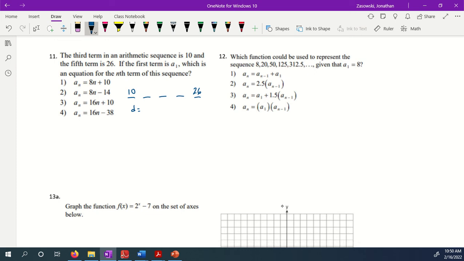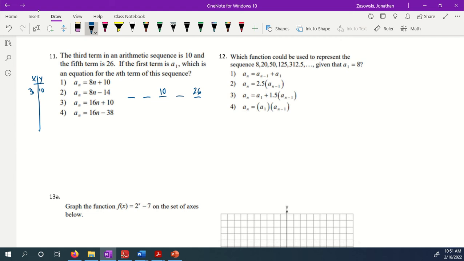We can also use our chart we talked about before. The first term is 10. We plug 1 in. Which one is going to give us 10? All right. Oh, sorry. Third term. Third term is 10. The fifth term is 26. So when x is 3, which one is going to give us 10, right?